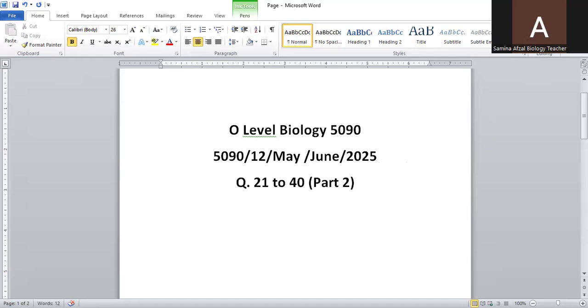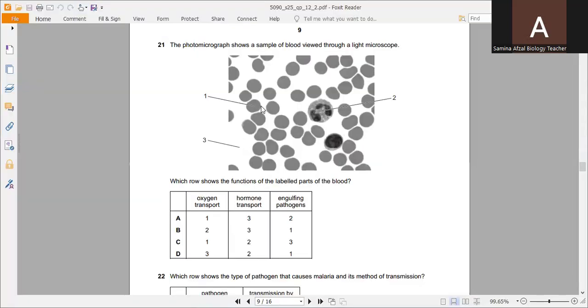So we are going to move towards question number 21. The photomicrograph shows a sample of blood vessels viewed through a light microscope. They have labeled 1, 2, and 3, in which they have shown different blood cells. Which row shows the functions of the labeled parts of the blood?